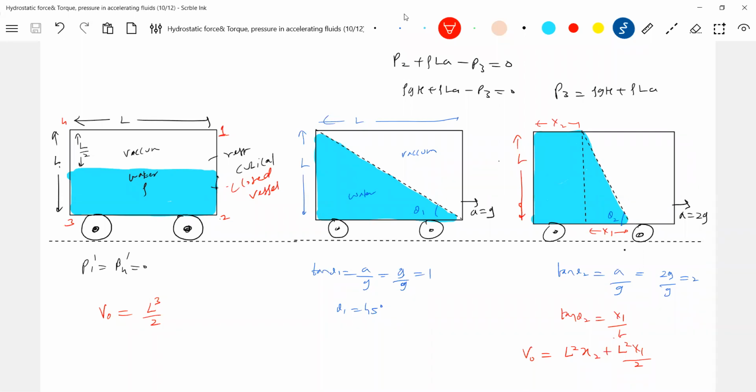Got this? Just simple. Somebody were trying to ask any doubt? Yeah. Tan theta 2 is L by x1. I didn't, in RE I wrote it. Yeah.